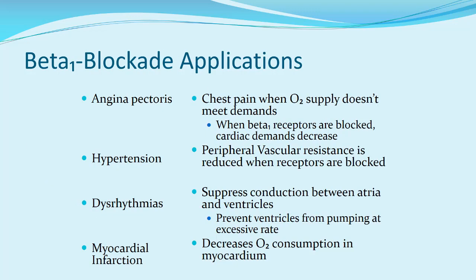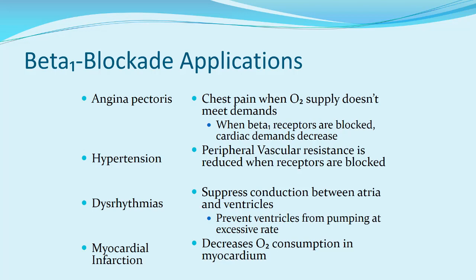And now, the beta blockers, which can be non-selective or selective. Remember that the non-selective beta blockers would tend to have more side effects since they will bind to receptor sites in areas other than just the target cells. Beta blockers are used for multiple reasons, like angina, when the client is experiencing chest pain and oxygen supply doesn't meet oxygen demands. When we block beta-1 receptors, cardiac demands decrease.